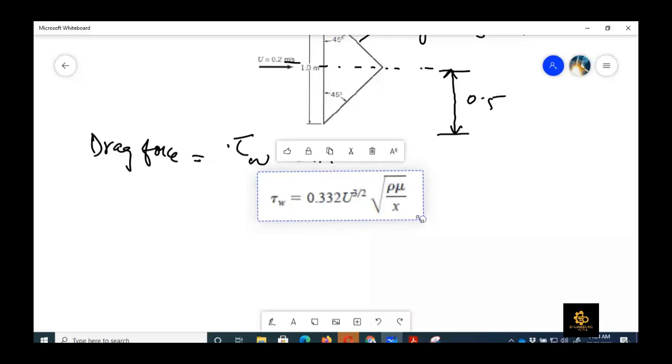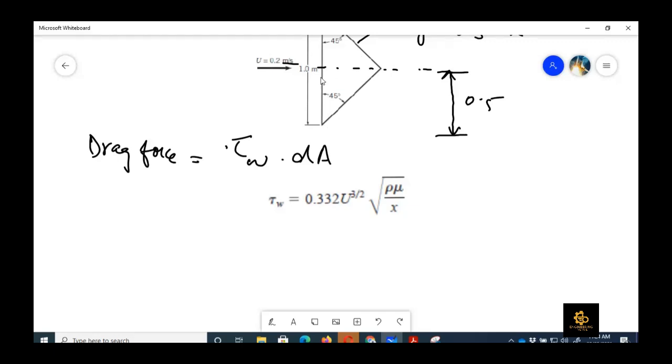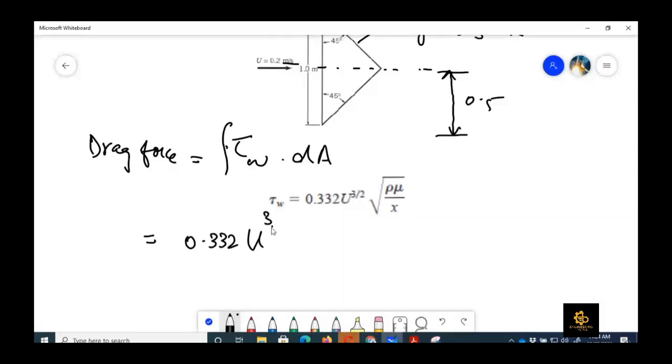So now, we need to integrate it, because area is different at this point and it is varying along y. So that's why we need to do the integration. So tau omega value is this, so we can just put it here. So 0.332 u raised to power 3 by 2, and then we have got rho u under root, and then we have got here 1 by x, and then we have got dA.